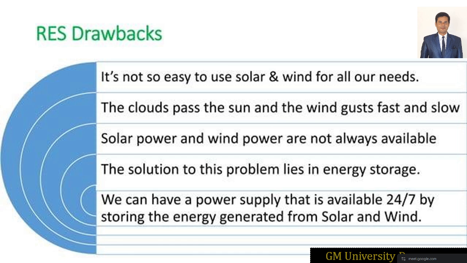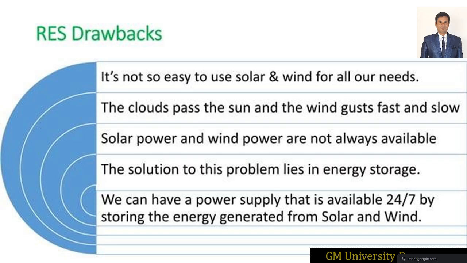It is not easy to use solar and wind for all your needs. Many times you cannot get the power, right? Radiation is not always there. From 6 a.m. in the morning to 6 p.m. in the evening, radiation will happen. After night there is no radiation, right? Then again in the night the wind may occur, right? So that is called intermittency. I talked about it in the very first slides, isn't it? So these are the drawbacks in renewable energy.